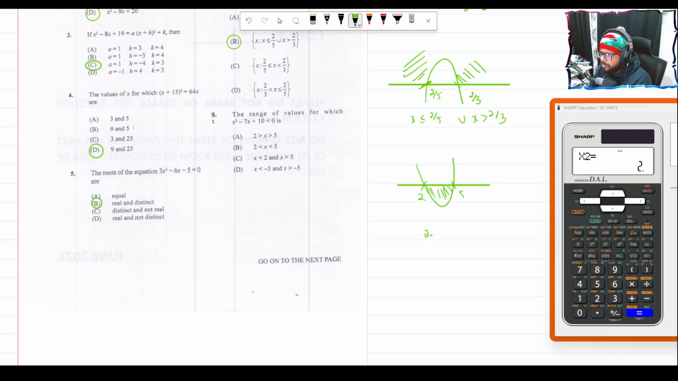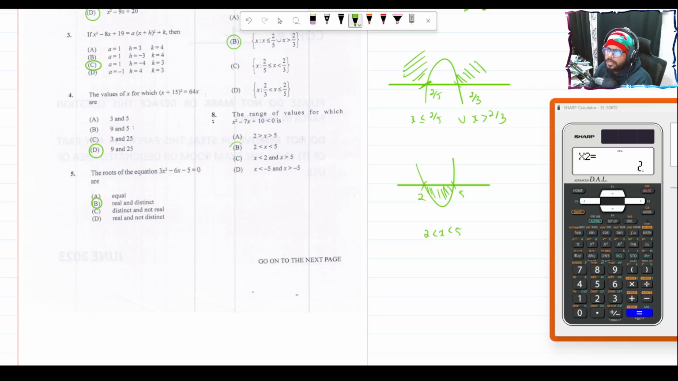So it's in between here for less than 0. So it's going to be 2 is less than x, which is less than or equal to 5. Oh no, not less than or equal to, sorry. Less than 5, because this is a less than here. Right? 2 is less than x is less than 5. The answer is B.